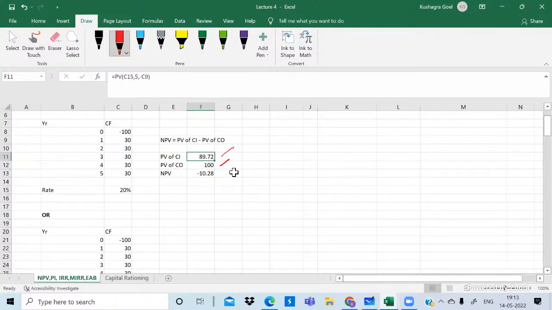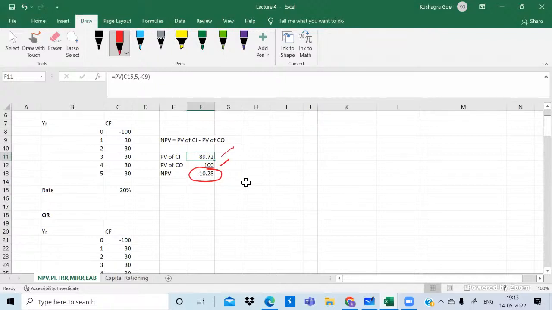I'm spending 100 today. So on a net basis, what am I generating? In fact, my wealth is going down by 10.28. So that's your NPV. Any doubt with the calculation of NPV, which is negative 10.28? Okay. Now, if your NPV is negative or if your NPV is positive, then what do you do?